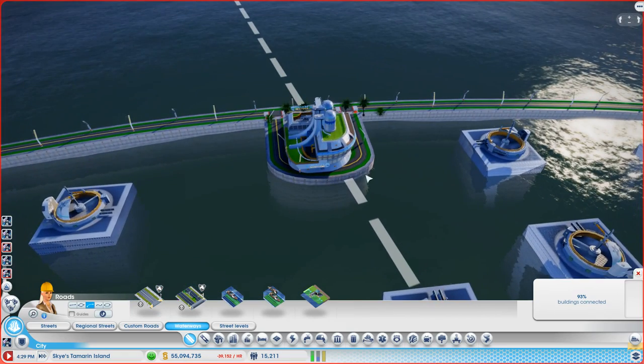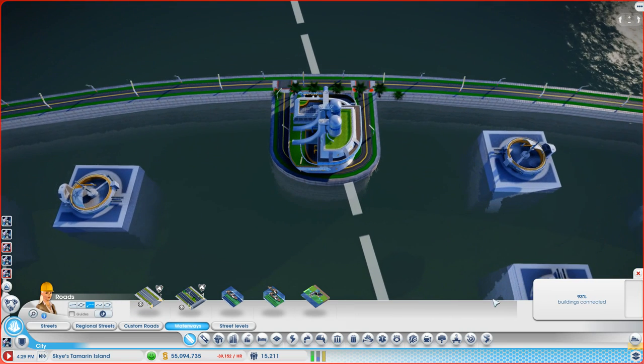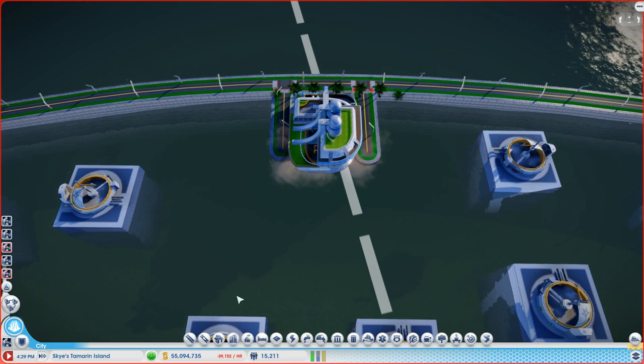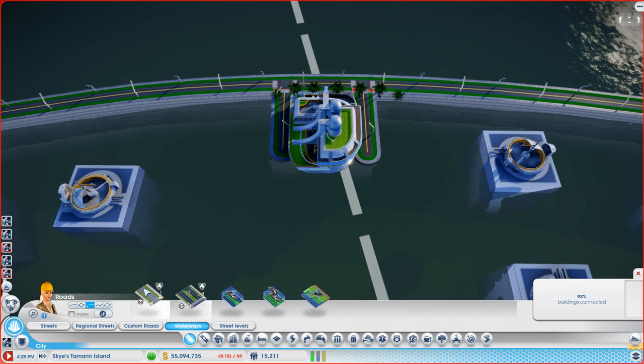Oh, you know what? If I come a little bit further out, I kind of like that. All right, so let's get rid of that. We'll do the same deal. You just need to be really careful that you don't demolish the coastal waterway thing that's invisible.